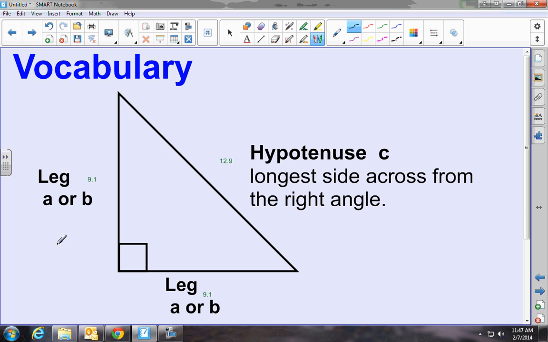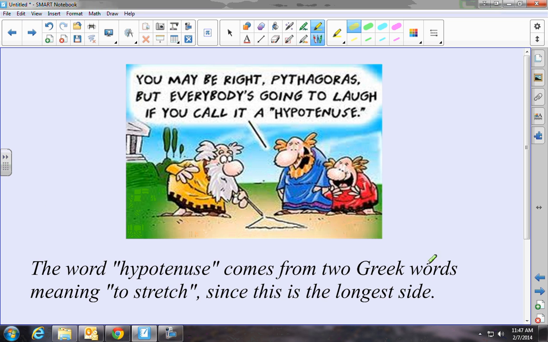Okay, a little vocabulary. When dealing with a right triangle, you're always going to have one side that's called the hypotenuse. Hypotenuse, right here. That is always the longest side, and it's always across from the right angle. The other two sides are just called legs. All right, and each leg could be labeled A or B, as long as the hypotenuse is always C. And that will become apparent here in just a moment. Okay, the word hypotenuse comes from two Greek words meaning to stretch, since this is the longest side. So there's a little history for you on hypotenuse.